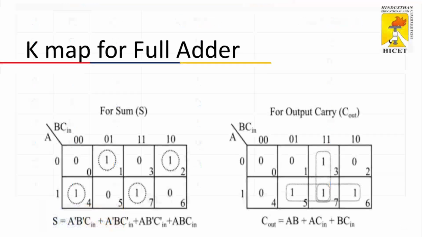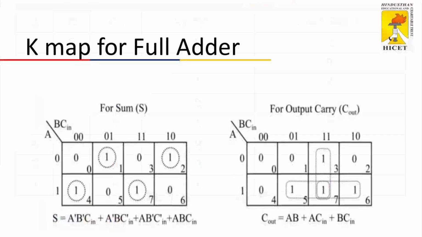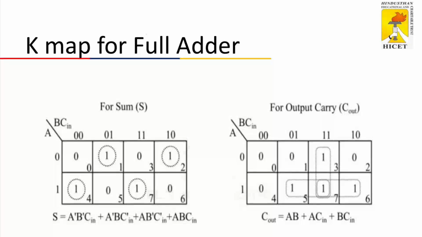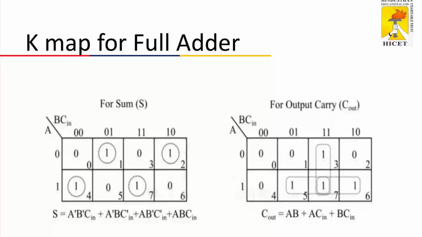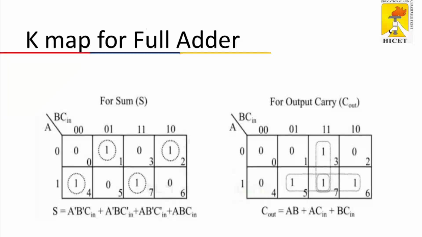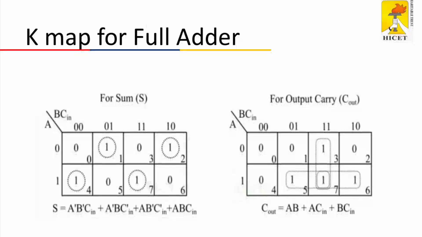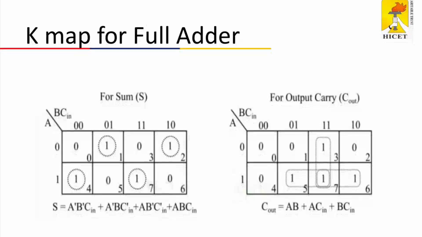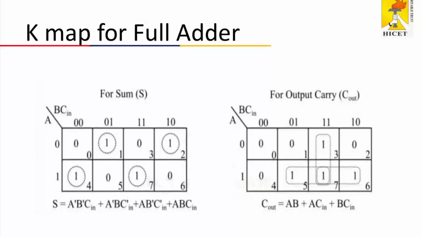Now let's simplify the full adder circuit using K-map. Since we are dealing with 3 input variables A, B and C in, we use a 2 by 4 K-map. So we already know that the number of cells in a K-map is 2 power n, where n is the number of variables. So for n equal to 3, we have 2 power 3 which is equal to 8 cells in total. So here A represents rows and BC in represents the columns.